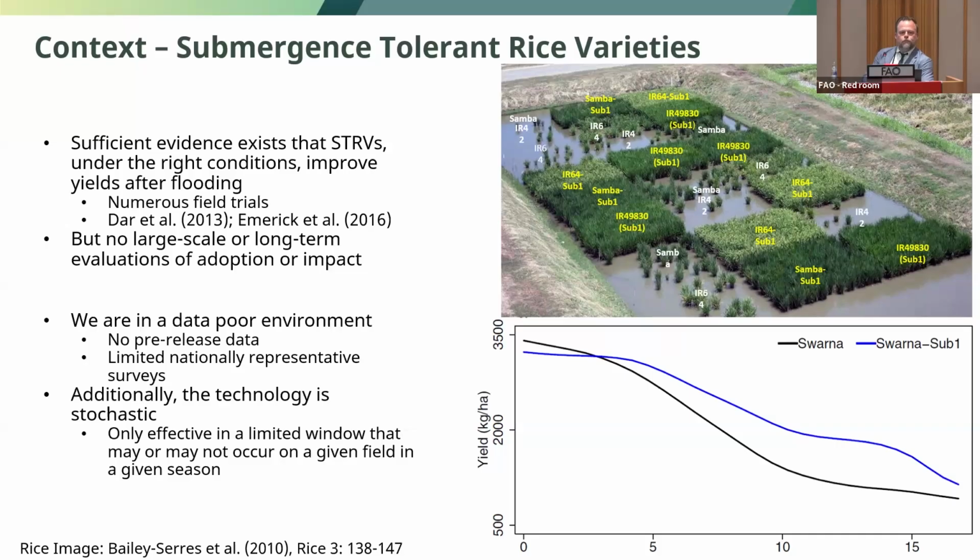Too little flooding, 5 days or less, you're not going to be able to see a difference between the sub-1 and the non-sub-1 varieties. Too much flooding, more than 15 days, you're not going to see a difference either. They're all going to die. And so we need to find the Goldilocks sweet spot where we have flooding between that 5 and 15-day window. Like Ariel said, you don't go out hoping for a disaster, but we need something to show up just in that window if we're going to identify an effect.